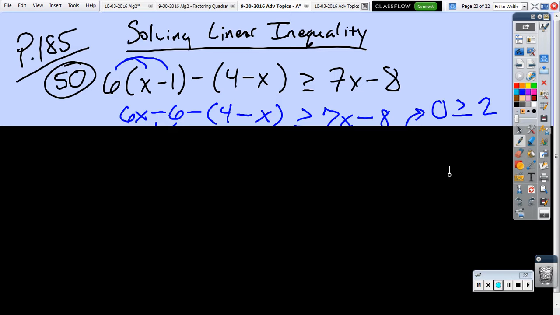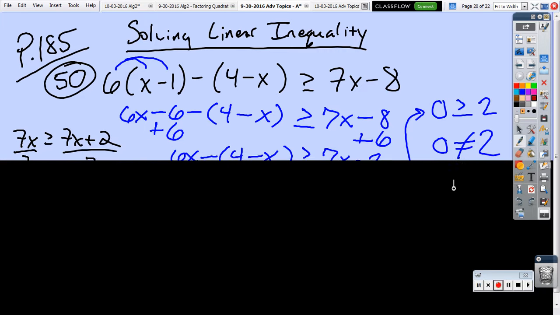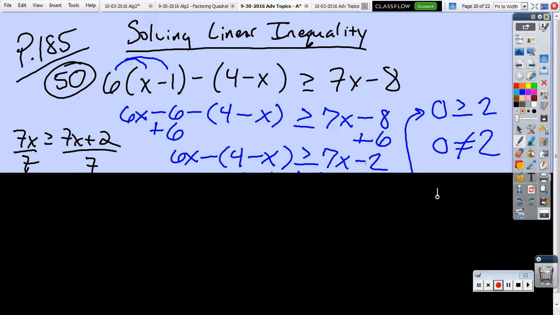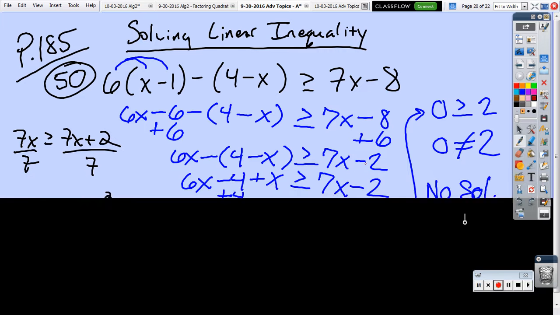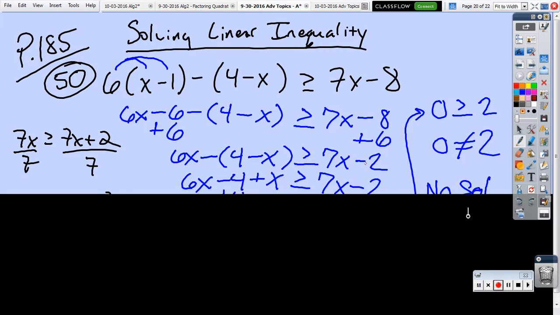Now this student didn't expand the second one yet, that's fine. They went ahead and distributed the 6, you get 6x minus 6. They still have the minus 4 minus x is greater than or equal to 7x minus 8. Then the next step they decided to add 6 to each side, no problem. So you have 6x minus 4 minus x is greater than or equal to 7x minus 2.